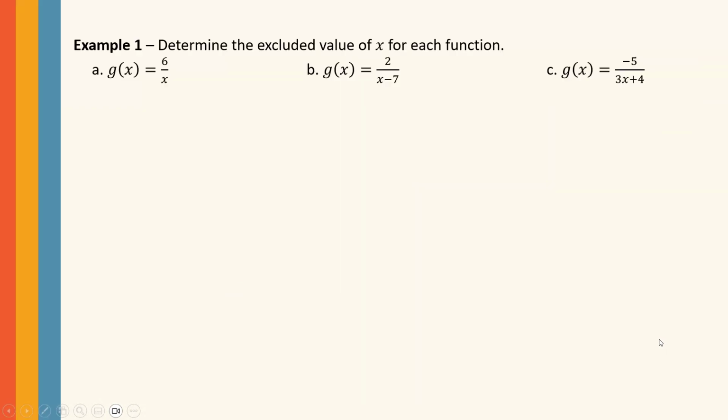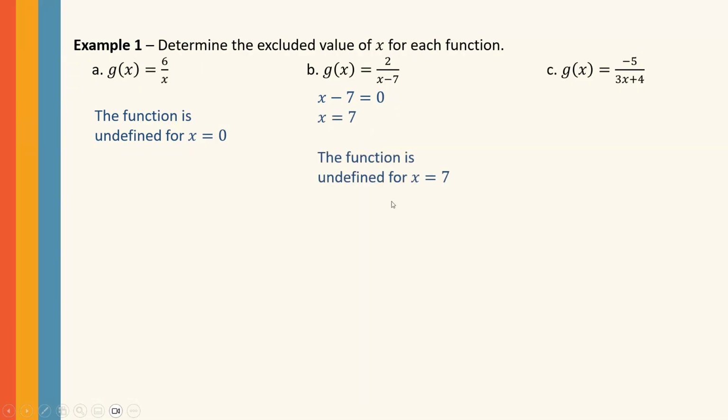So for our first example, it says determine the excluded value of x. So that's when, keeping in mind, dividing by 0 is undefined. For part A, the function is undefined for x = 0 because we would have 6 divided by 0. For part B, we have a linear expression; set that equal to 0 and solve for x. We would get x = 7. The function is undefined for x = 7 because that would make your denominator 0.